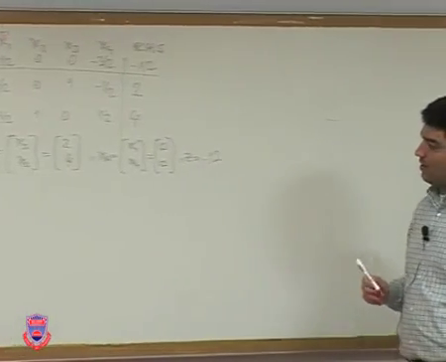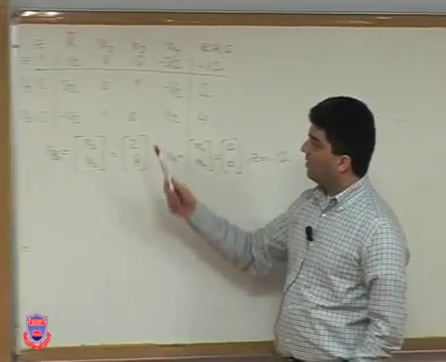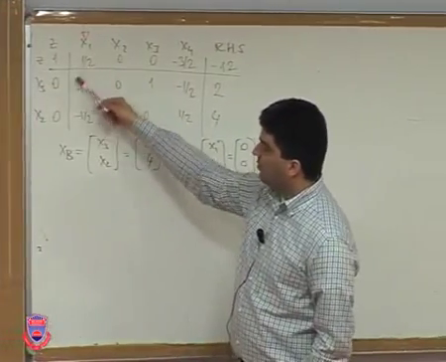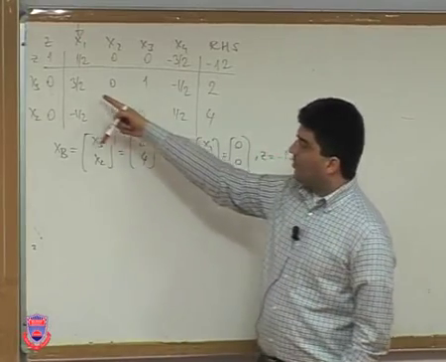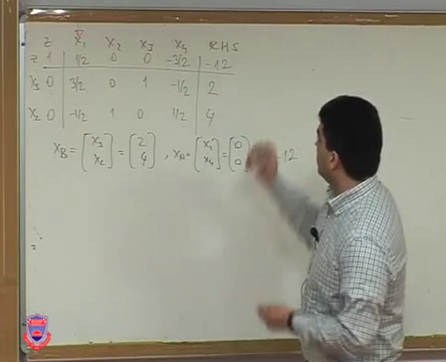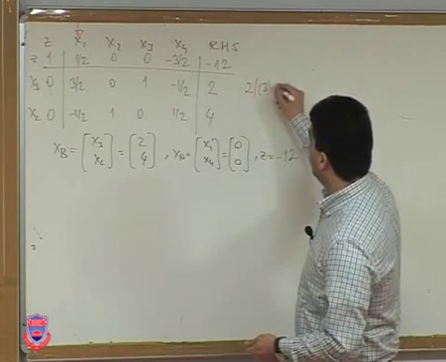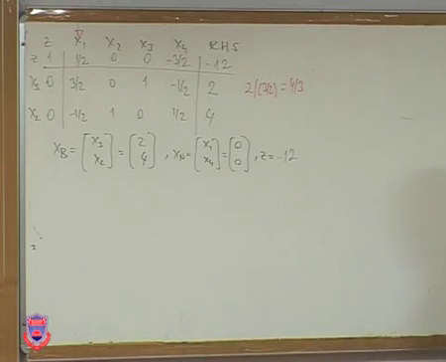Now what's the leaving variable? Once again, we're going to do a minimum ratio test. I'm going to look at the column underneath x1 for row 1 and row 2. From row 1, I'm going to have 2 divided by 3 over 2. 2 divided by 3 over 2 will give me 4 over 3, right? Now, what about row 2?